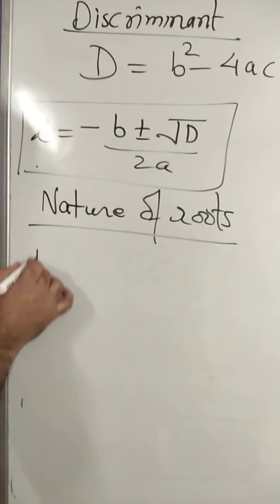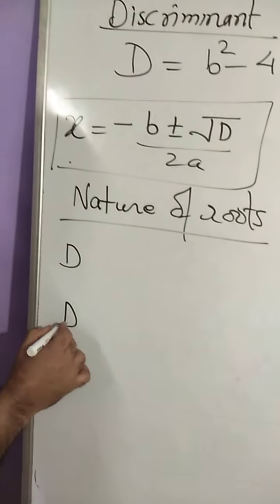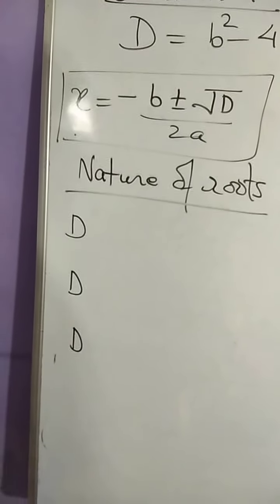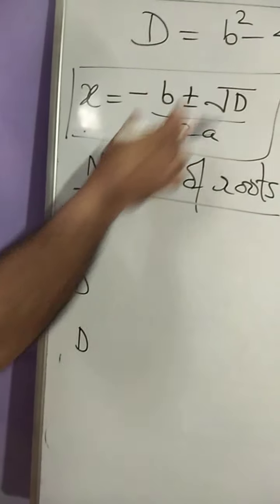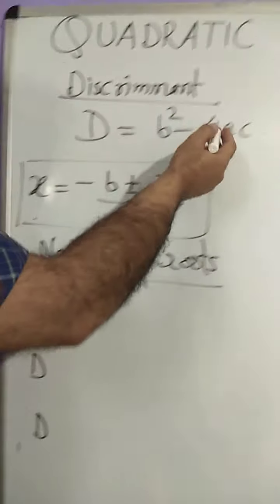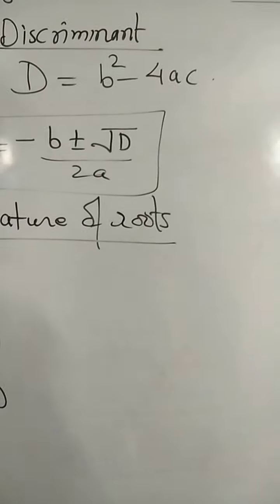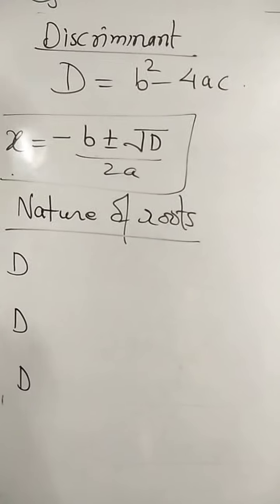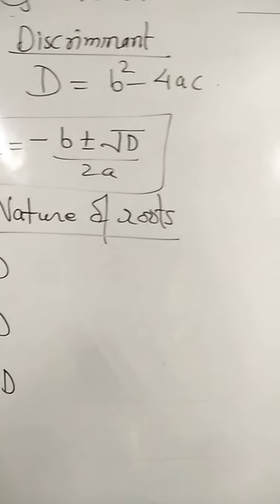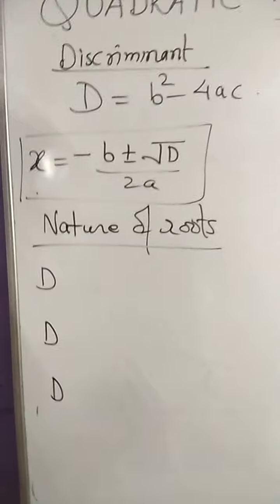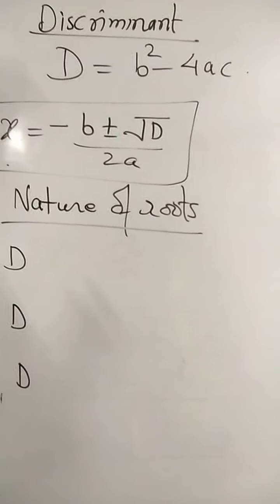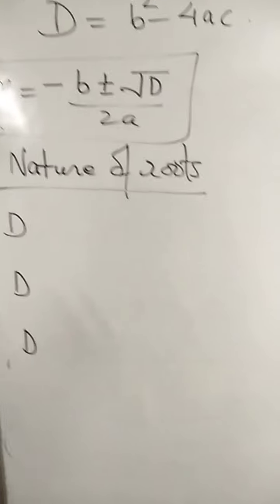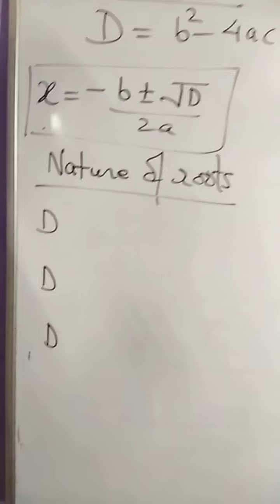So now in this case, three cases arise. Discriminant is a simple number. When I put the values of a, b, c, I'll get some number here. When we get a number, there are three options. What are those three options? That number may be positive, that number may be negative, or that number may be 0.